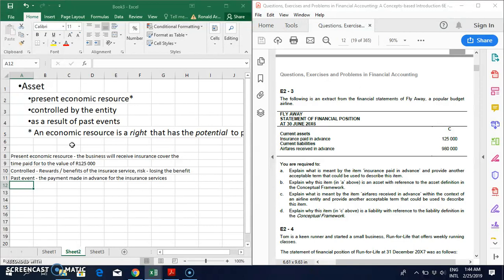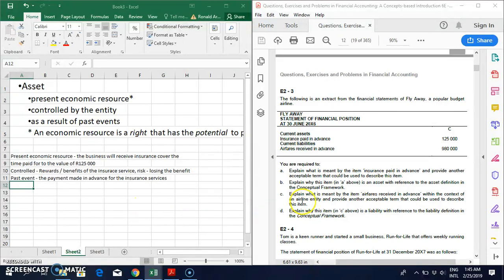And this is what we expect when we ask you a conceptual framework question. We ask you to be able to write down the definition as is here, and then be able to apply the definition to the scenario. So you can see I'm making reference to insurance cover, the value, the benefits of the insurance service, the risk of losing the benefit, the payment that is made in advance for the insurance services. So you must be able to link your conceptual framework definition to the scenario presented to you.